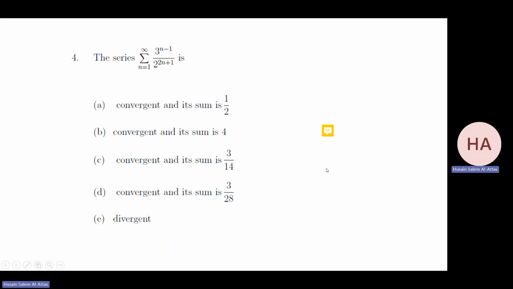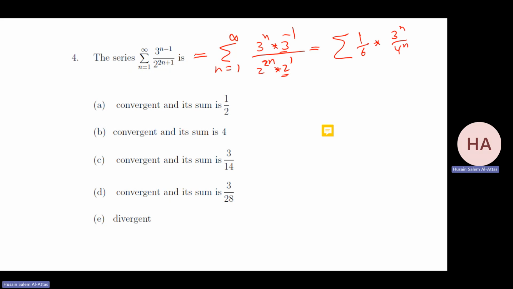Okay, that I can rewrite with n equal 1 to infinity. I have 3 to the power n times 3 to the power minus 1. Let me do it in steps: 2 to the power 2n times 2 to the power 1. These are numbers, so I can work them out. It will be 1 over 6. So I have summation. Let me be careful, I take 3 out. That will be 6 down here, 2 times 3. So I have 1 over 6 times 3 to the power n over 4 to the power n.